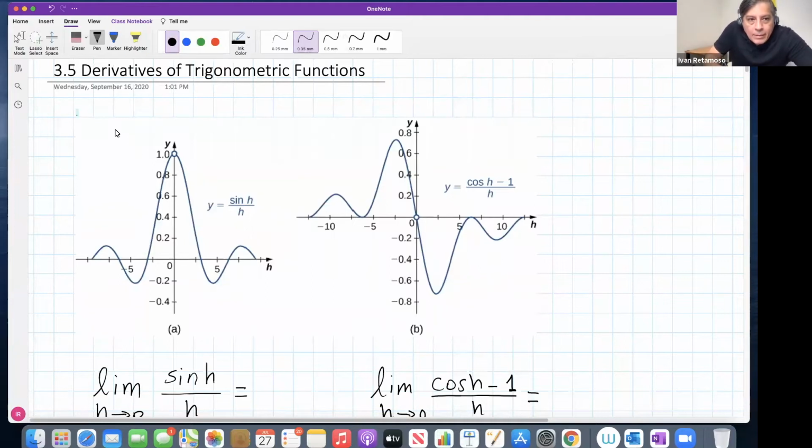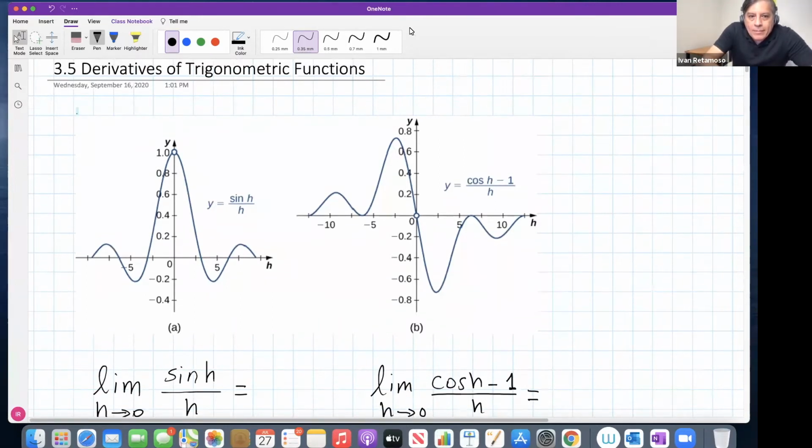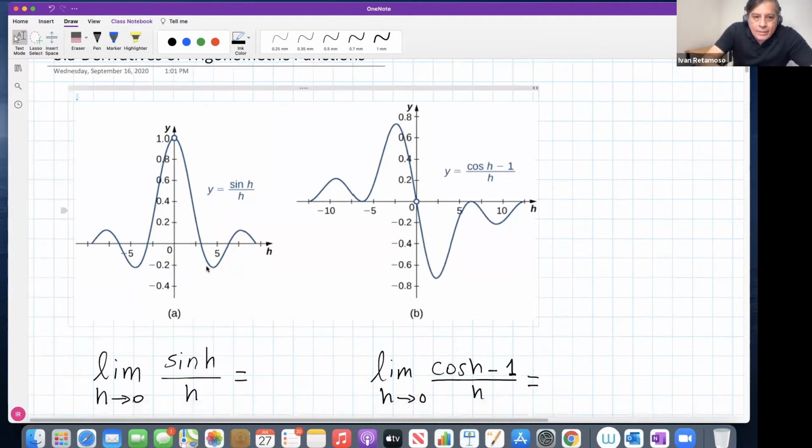Today we're going to talk about section 3.5, derivatives of trigonometric functions. For that, let me remind you about these two functions, sine of x over x and cosine of x minus 1 over x. The first one, we saw this function already before, right? When you graph it, this is what you get.